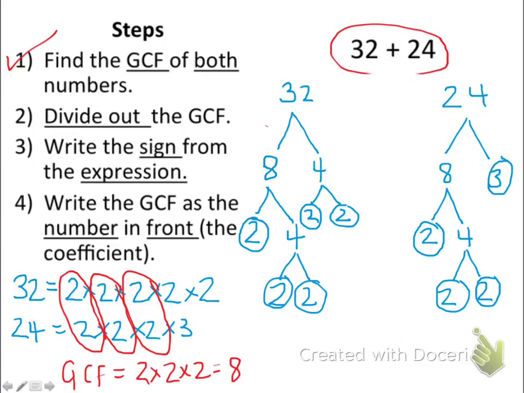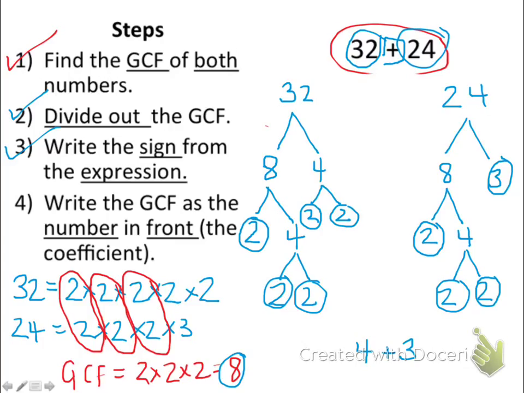Step 2, it says divide out the GCF. What that means is from both of these numbers, in our expression up here, 32 and 24, I'm going to divide out 8. So what's 32 divided by 8? Well, that's 4. And what's 24 divided by 8? That's 3. So now I've divided out the GCF. My next step, write the sign from the expression. Okay, the sign up here is plus. So I'm going to write the plus sign down here.